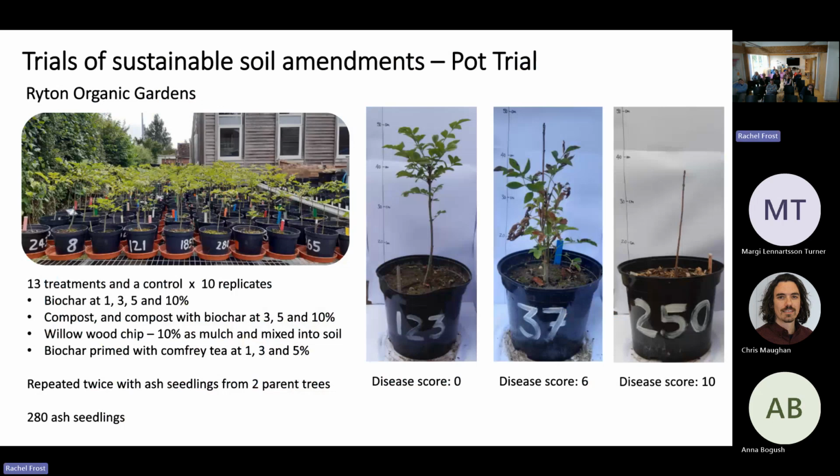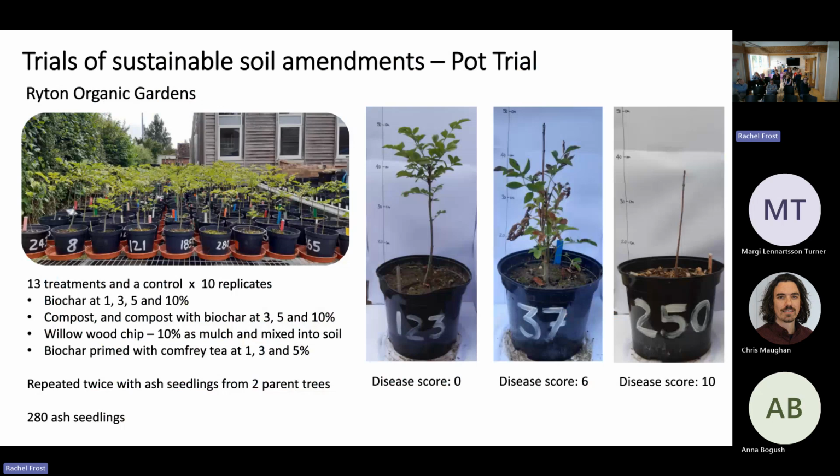Then we also tested biochar primed with compost tea as a nutrient solution, because some studies had found that by priming the biochar with nitrogen, phosphates and potassium, that had a better effect in reducing disease damage.